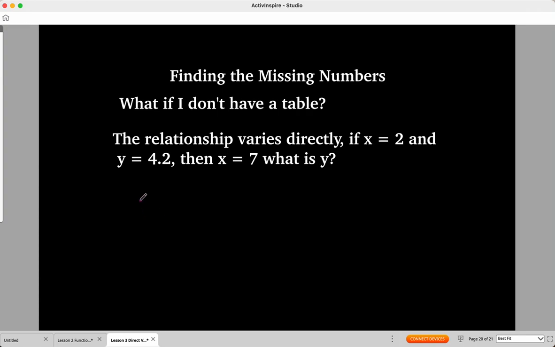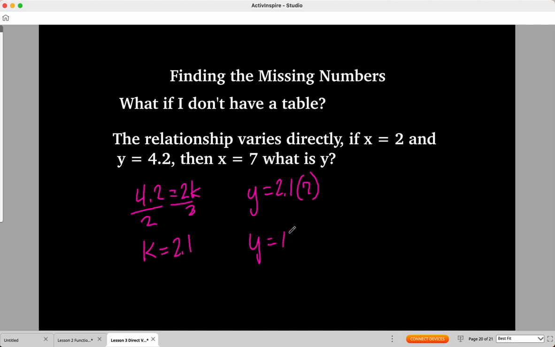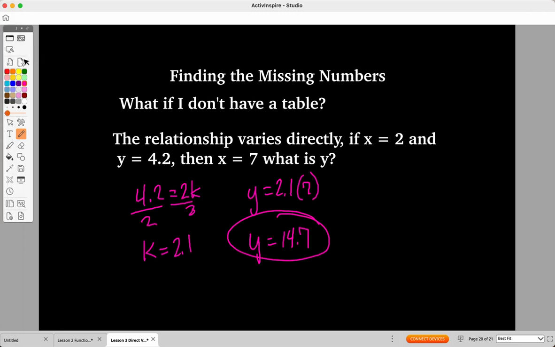All right, so first setup on the problem. 4.2 equals 2k. We divide by 2. Oh, this one's actually easier than the last one. K is equal to 2 1/10. So this time, I don't have y, I have x. 2.1 times 7. Y is equal to 14.7. There's my final answer.